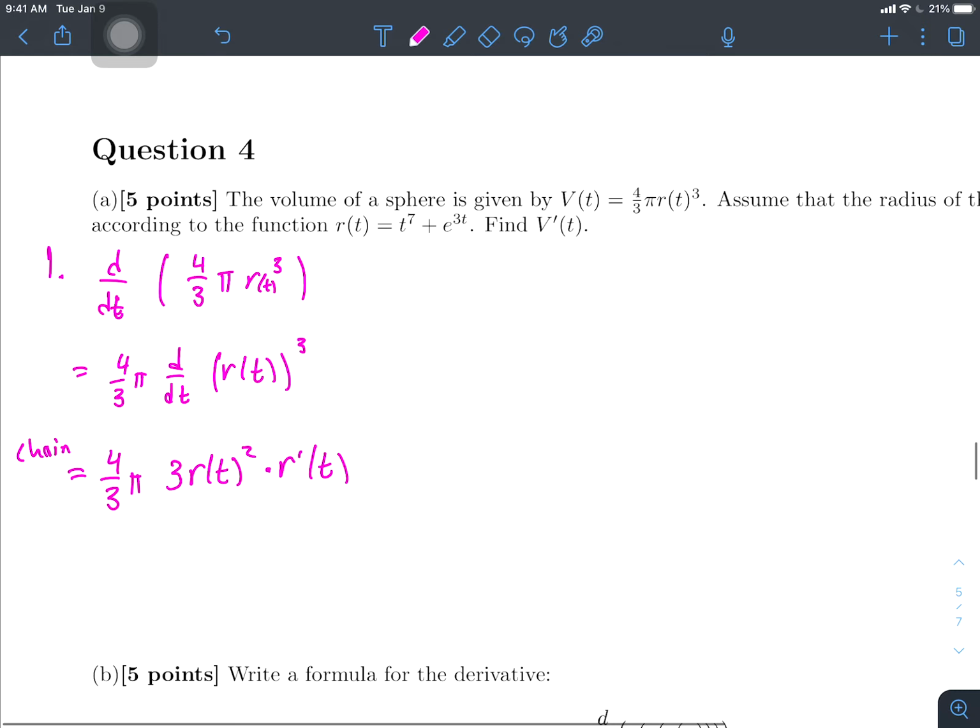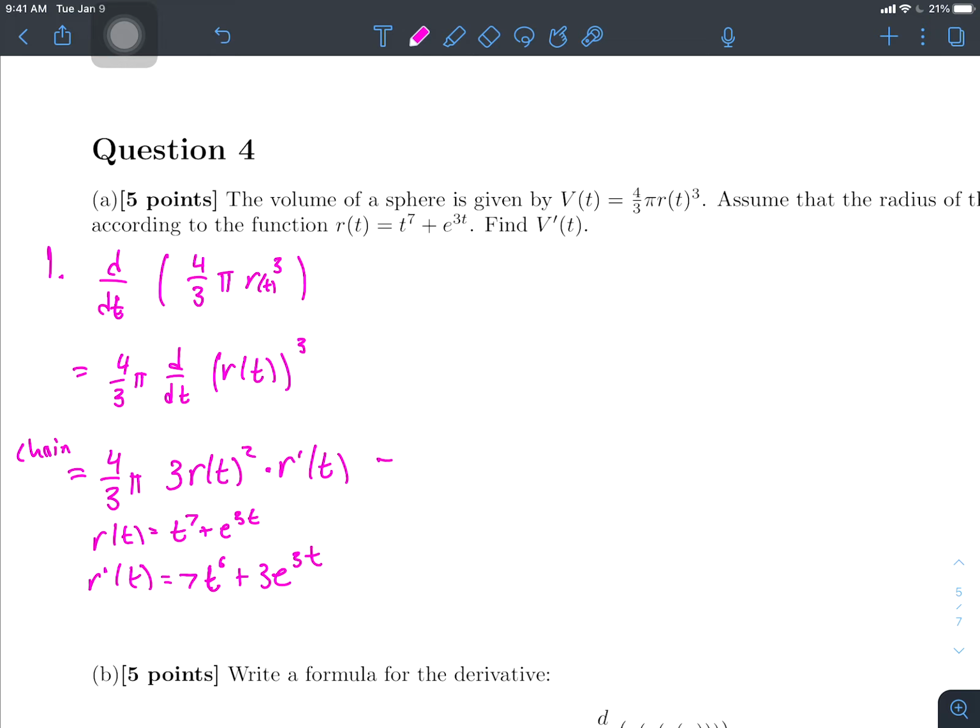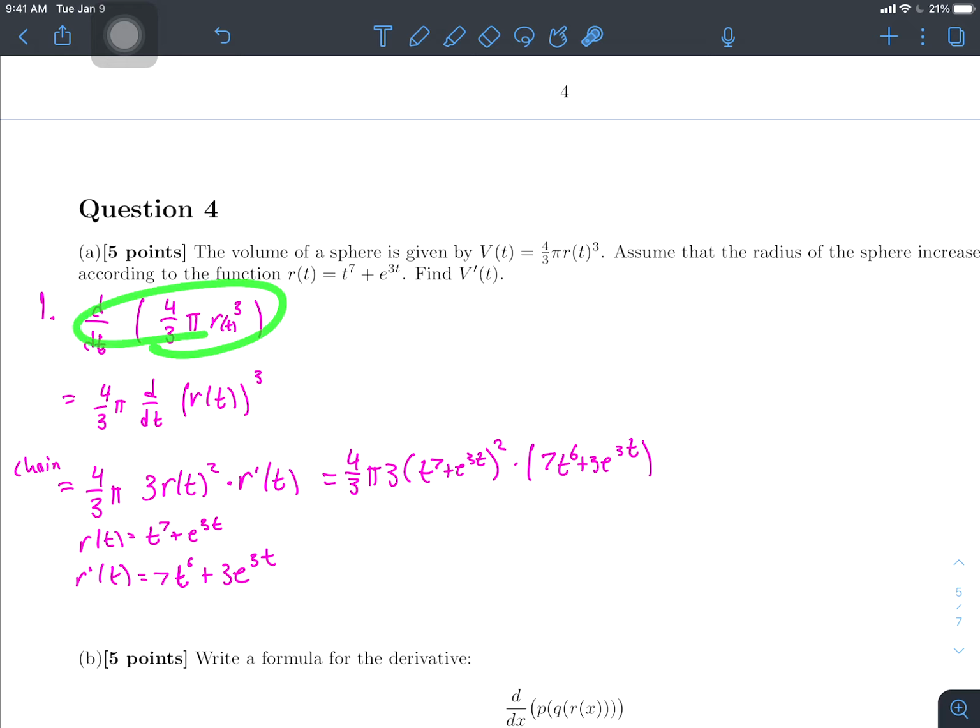Now I can identify that r of t is t to the 7th plus e to the 3t, and therefore r prime of t is 7t to the 6th plus 3e to the 3t. So this is equal to 4/3 pi times 3 times t to the 7 plus e to the 3t, all squared, times, with parentheses of course, 7t to the 6 plus 3e to the 3t. So that's one way of doing it, just doing it generally using r of t.